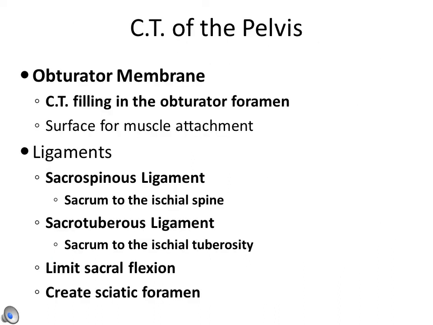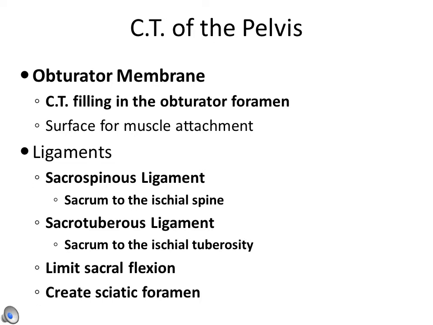Now let's talk about the connective tissue of the pelvis. The obturator membrane is the connective tissue that fills in the obturator foramen. It serves as a surface for muscle attachments.